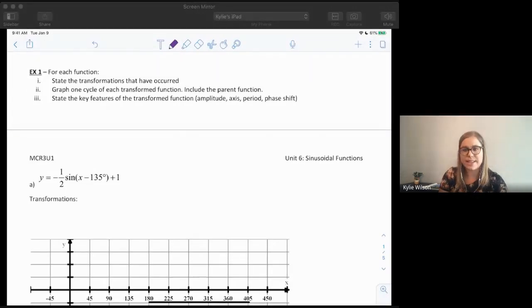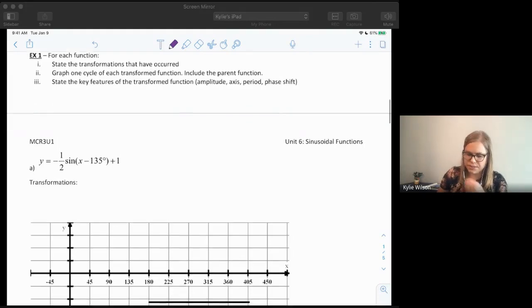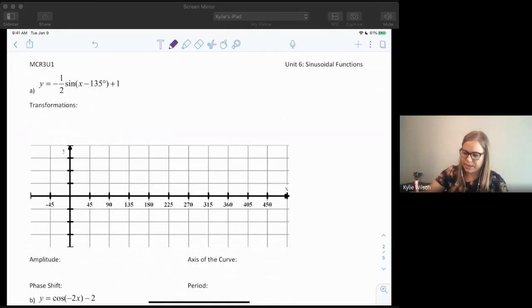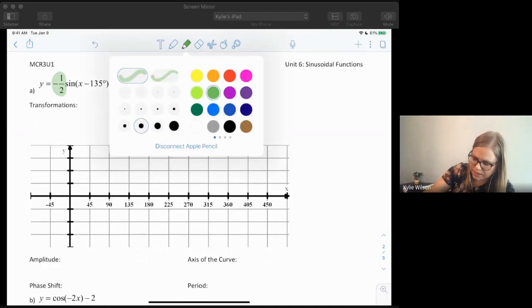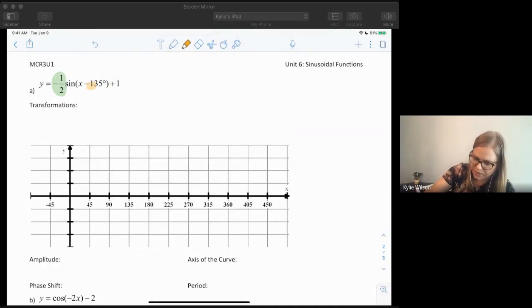Then we'll state the key features of the transformed function: our amplitude, axis, period, and phase shift, and I'll go over how to do that as well. So let's start with our first example here. The first thing we have is our A value here. Then we don't have a K, but we do have a D value here and C.